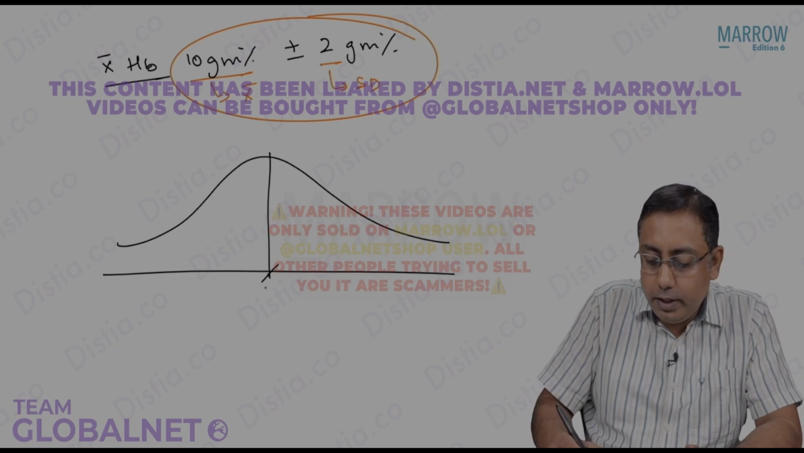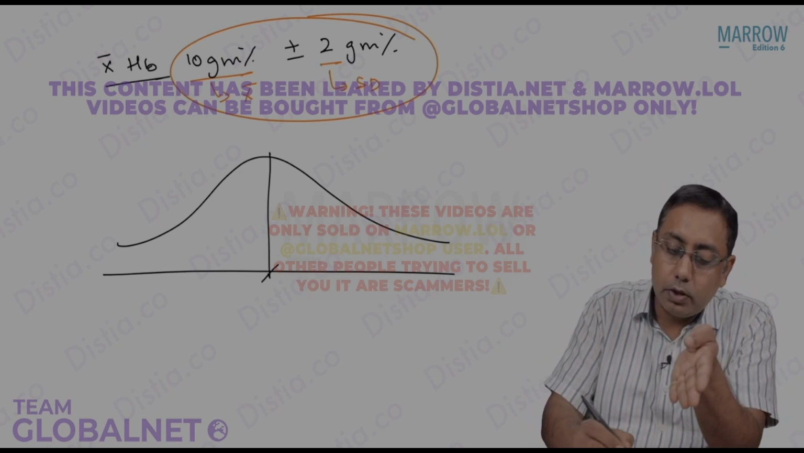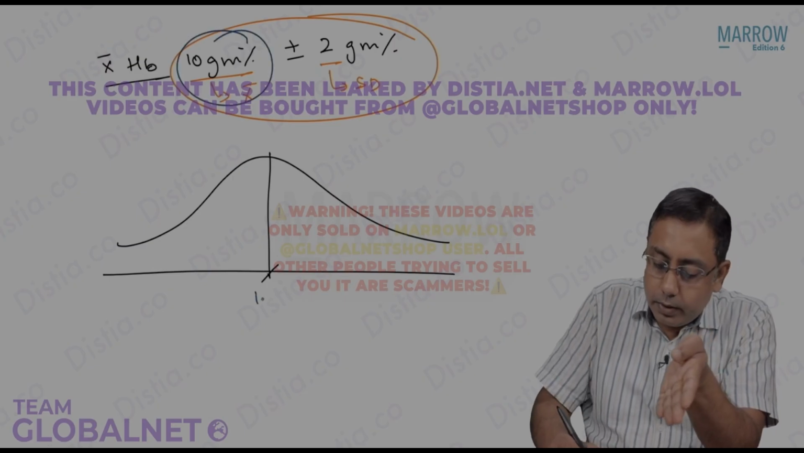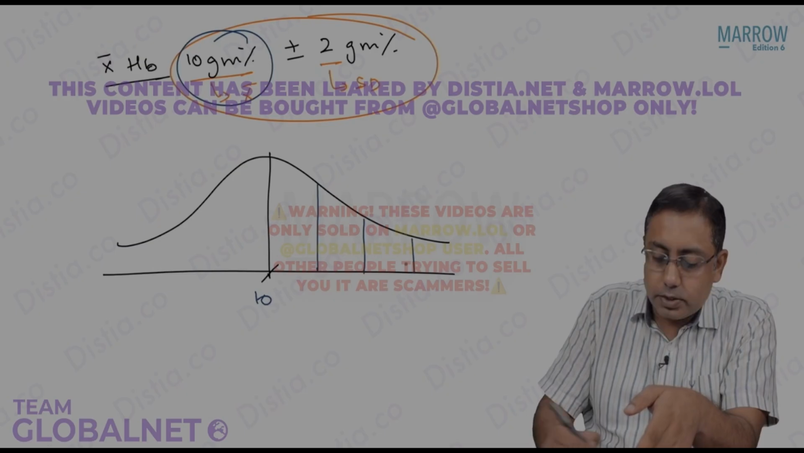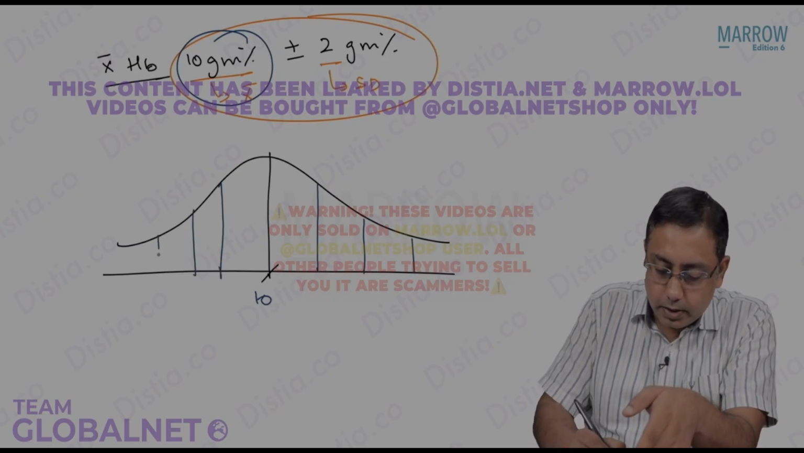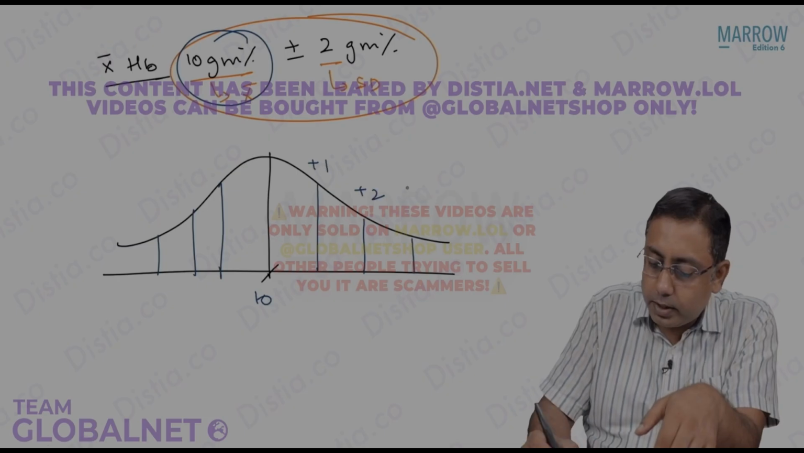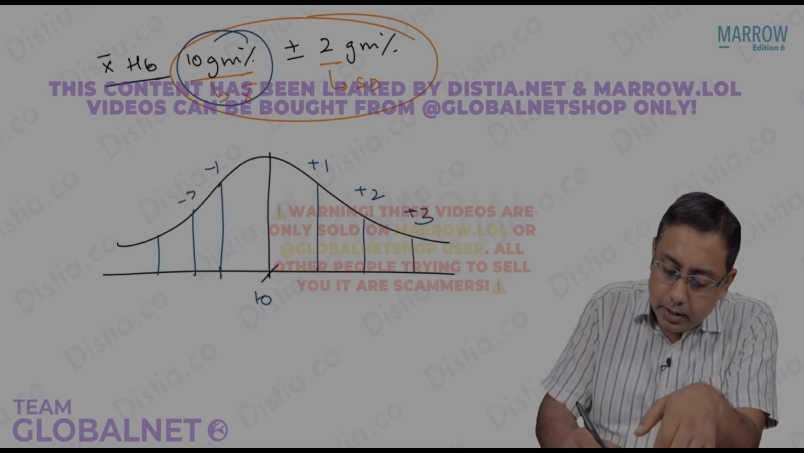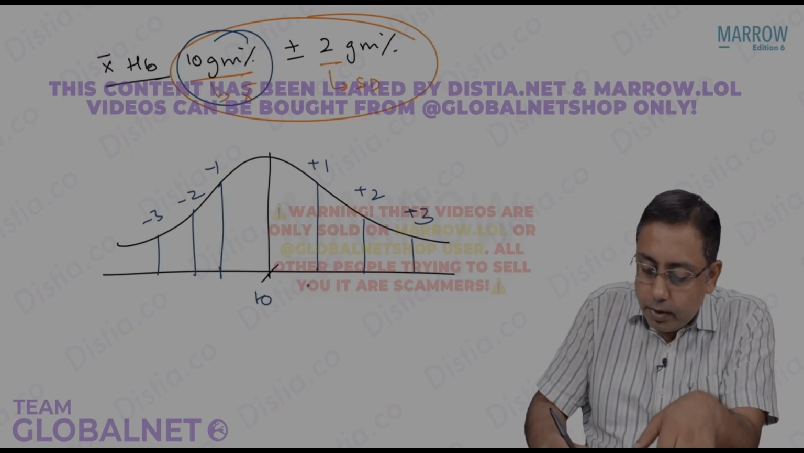So yes, I can draw a normal distribution curve. The mean will be equal to 0 at the 0 standard deviation. But the mean will correspond to how much? Mean will correspond to 10. Okay, then plus 1 SD, plus 2 SD, plus 3 SD, minus 1 SD, minus 2 SD, minus 3 SD. So what should I write here at plus 1, plus 2 and plus 3, minus 1, minus 2 and minus 3?